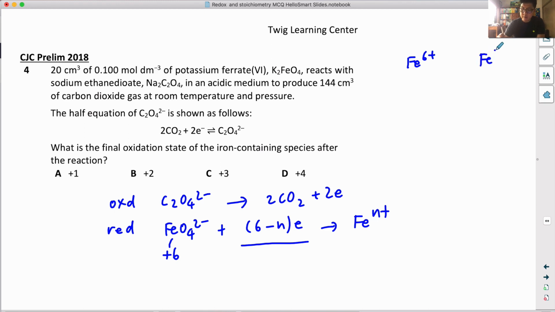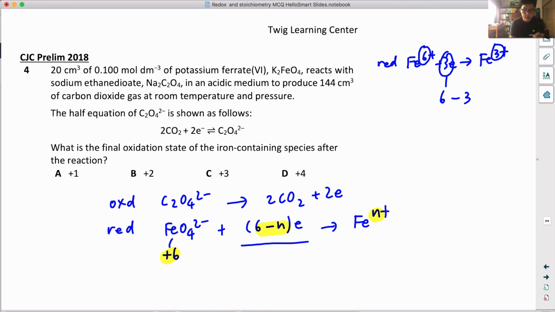How do you get Fe3+? You must take in 3 electrons. This is all about reduction, isn't it? So how do you get 3? You could take 6 minus 3. So you do the same for this: plus 6, 6 minus n. So I got 6 minus n over here, just to give an idea of how it's done.